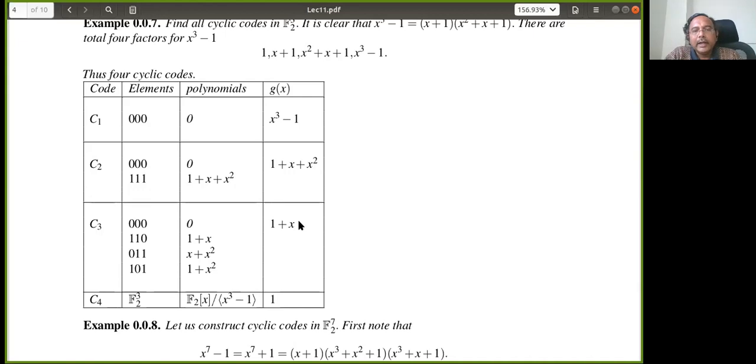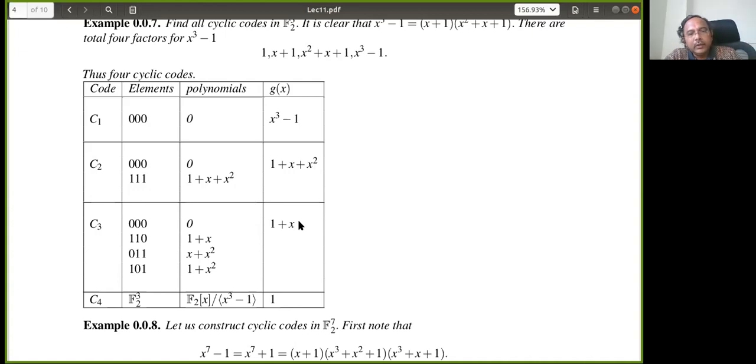Right. Now I can multiply with x square. What is x square into (1 plus x)? That is x square plus x cube, but x cube is 1. So 1 plus x square. What is the code corresponding to that? 1, 0, 1. Beautiful. So I took just 1 plus x, and from 1 plus x I am constructing the code.